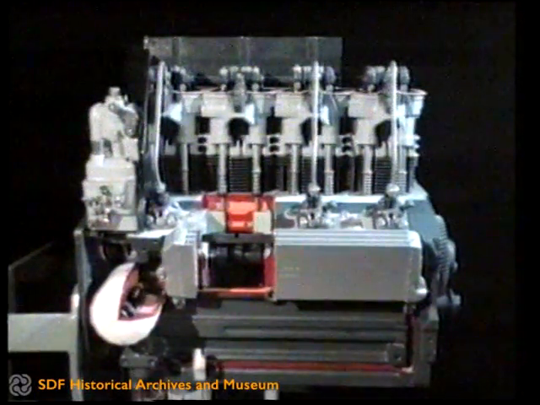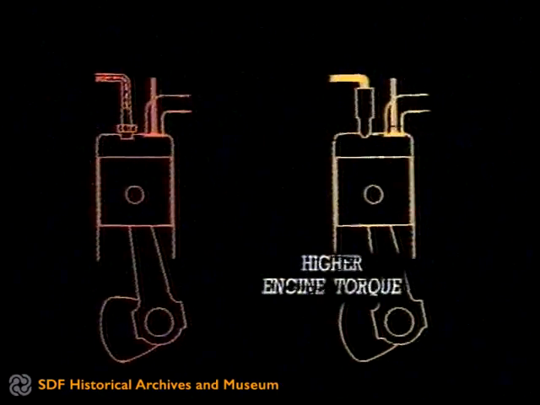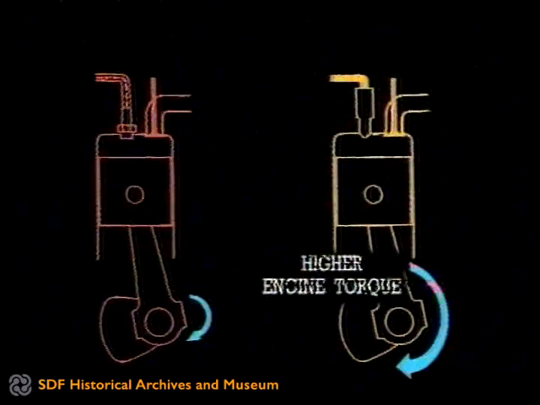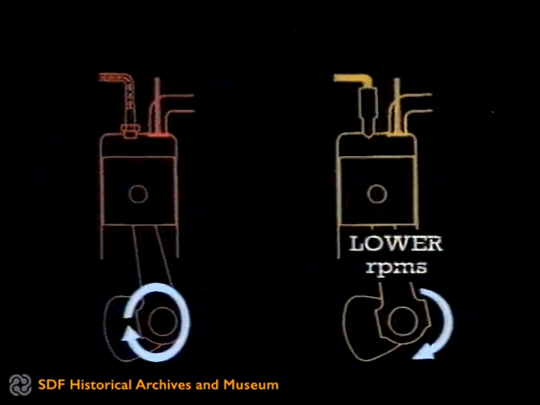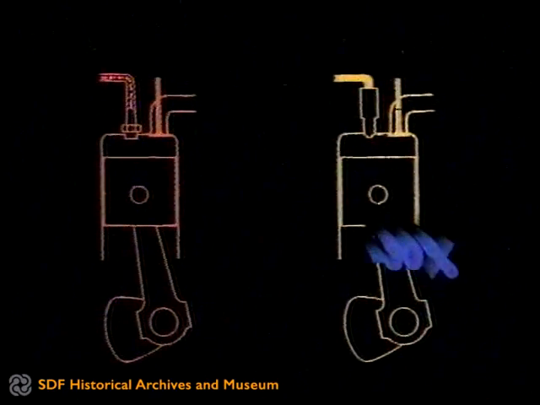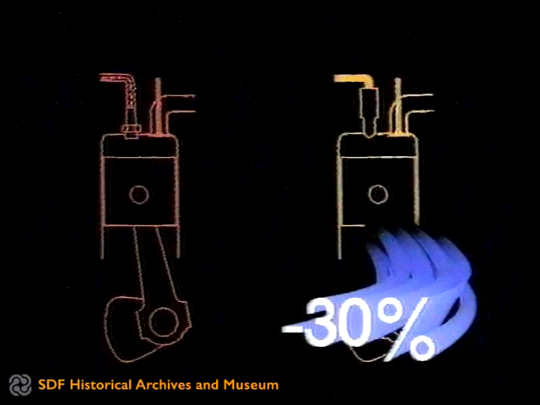Compared to spark ignition engines, this is more suited to use on agricultural tractors because it supplies much higher engine torques due to the very much higher pressures built up during the operating cycle. Its RPMs are lower, hence it requires a lower reduction ratio on the transmission and guarantees a much longer operating life. Its specific consumption is lower by 30%, offering a much greater economy of operation.